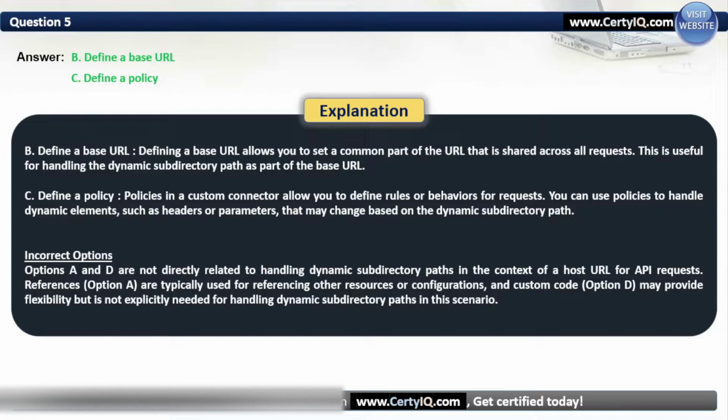About option C, define a policy. Policies in a custom connector allow you to define rules or behaviors for requests. You can use policies to handle dynamic elements such as headers or parameters that may change based on the dynamic subdirectory path.